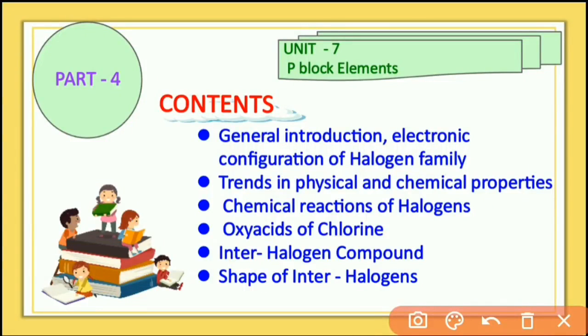Hello dear student, in part 4, Unit 7 P block elements we will cover the following contents: general introduction, electronic configuration of halogen family, trends in physical and chemical properties, chemical reaction of halogens, oxy acids of chlorine, interhalogen compounds and shape of interhalogen compounds. So let's see all the topics with suitable examples.